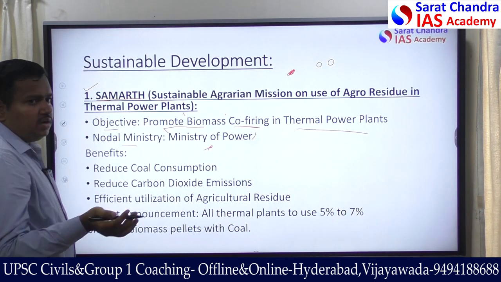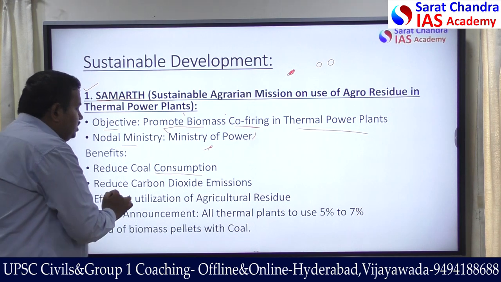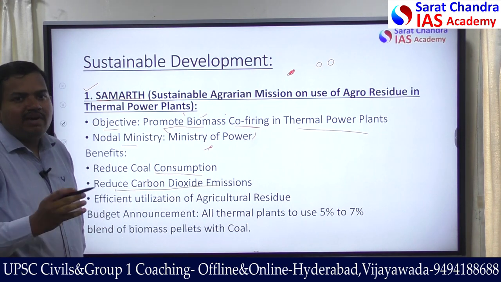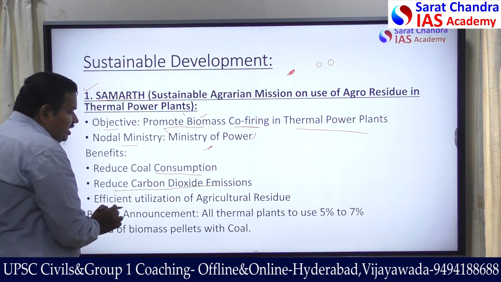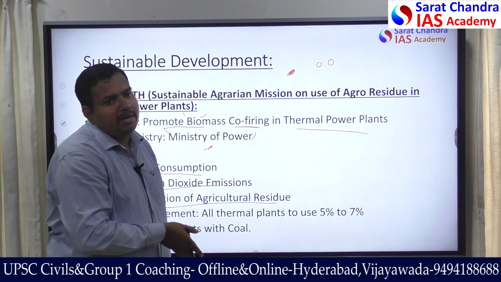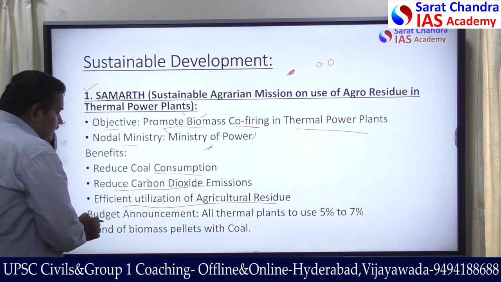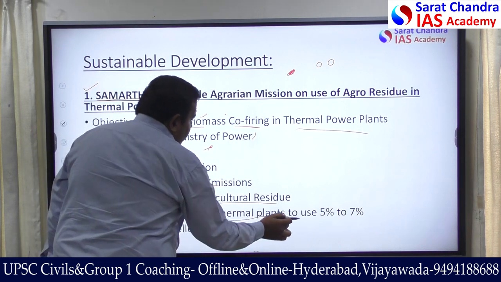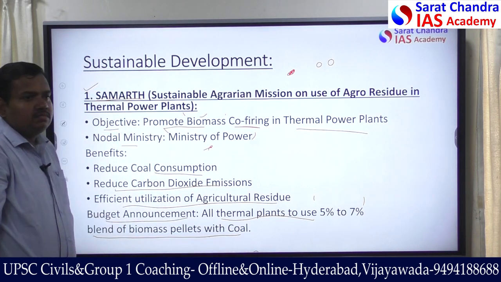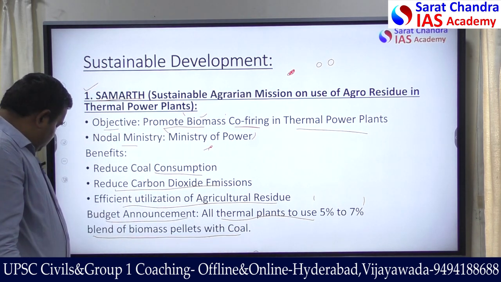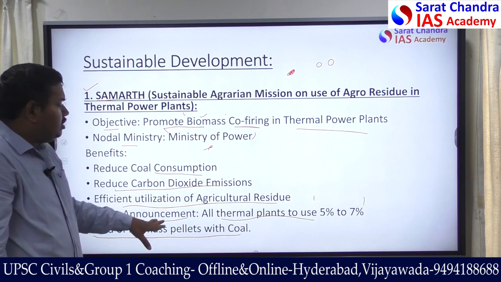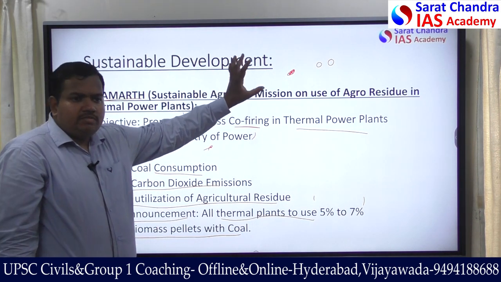Now, what are the benefits? It is going to reduce coal consumption and reduce carbon dioxide emissions, because from biomass there will be very less emission of carbon dioxide when compared to coal. And similarly, efficient utilization of agriculture residue. Instead of doing stubble burning, now it can be used for a better purpose. Okay. And similarly, what is the budget announcement? All the thermal power plants to use 5 to 7% blend of biomass pellets with coal. Okay. Now, all the thermal power plants have to use at least 5 to 7% of biomass pellets along with the coal. You understood what is a biomass pellet?